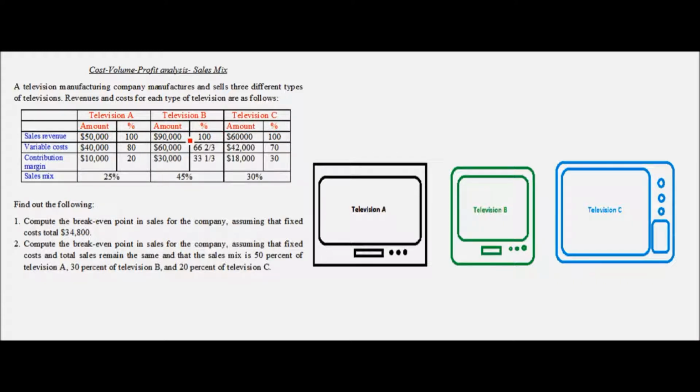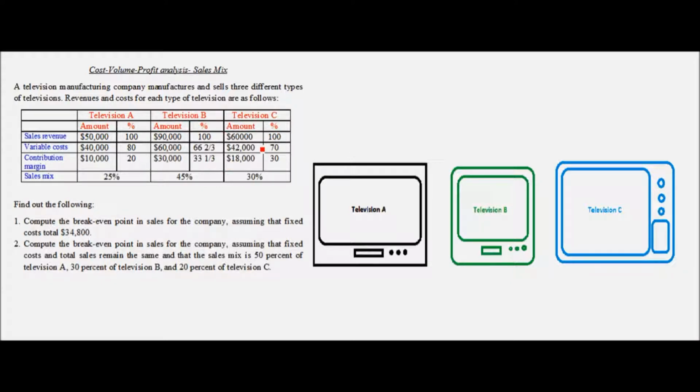Now for television B, the sales revenue is $90,000, which is considered as 100%. The variable cost is $60,000, which is 2/3 of the sales revenue, and 2/3 means 66 2/3%. The contribution margin for television B is 90,000 minus 60,000, which is $30,000, which comes out to be 33 1/3%.